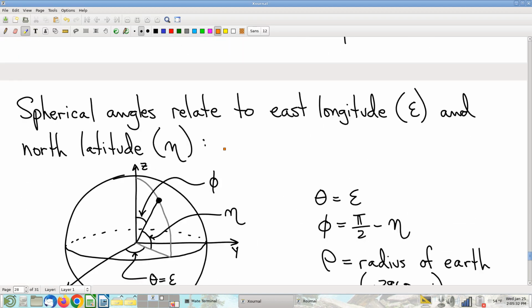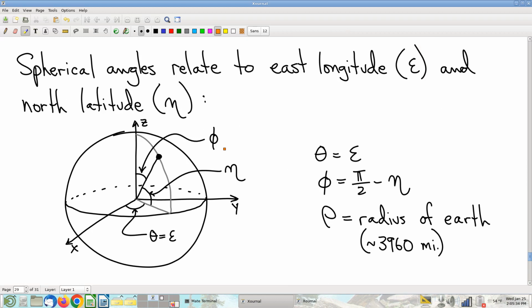Okay. All right. Here's a cool little application. I hope you're familiar with longitude and latitude. East longitude is measured like that, assuming I have the globe set up in the usual way, where you put the prime meridian on the positive part of the x-axis, center of the Earth at the origin, North Pole on the z-axis. East longitude is like that. North latitude is like this.